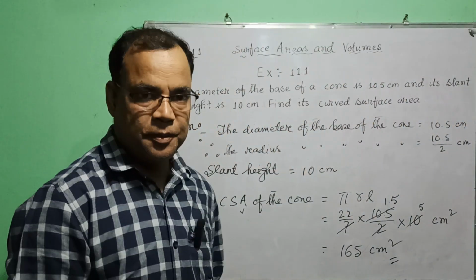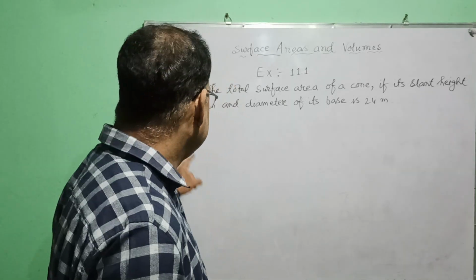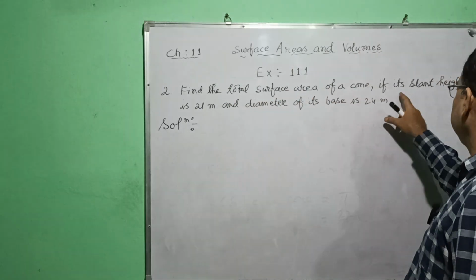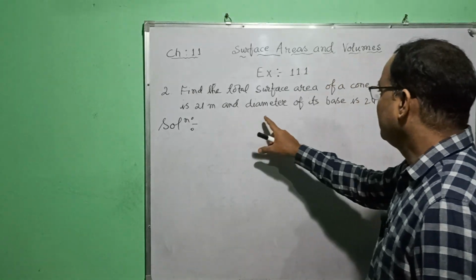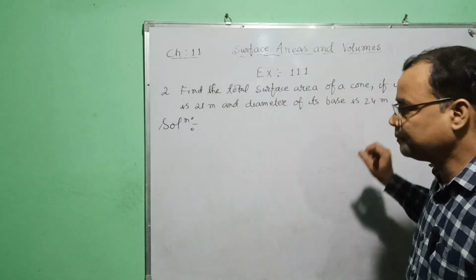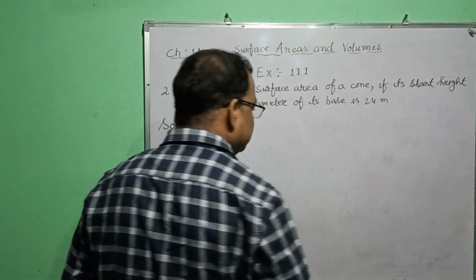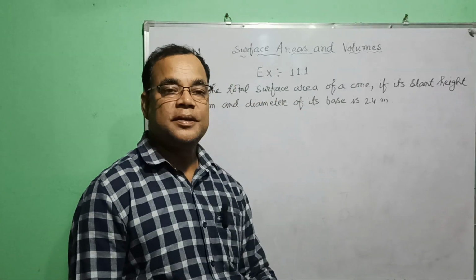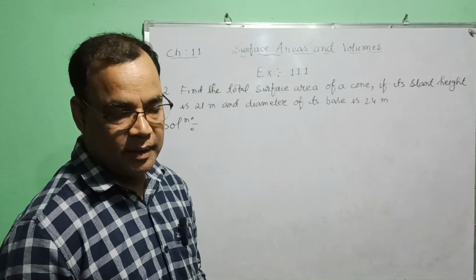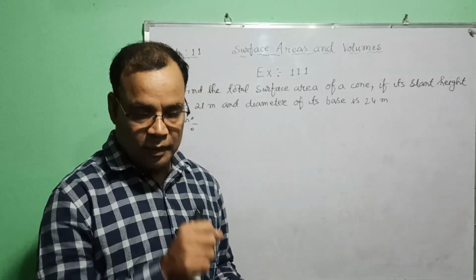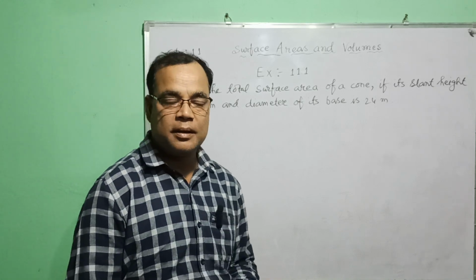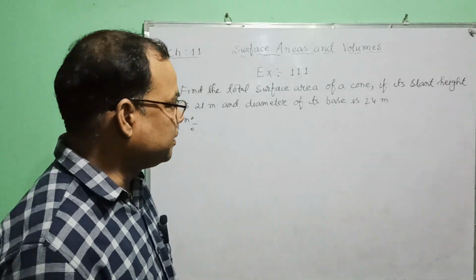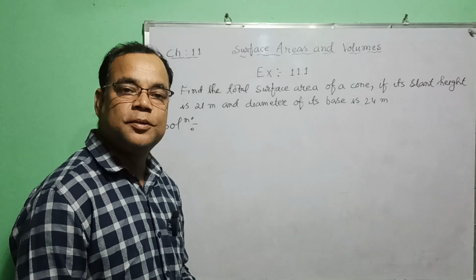Now we'll start question number 2. In question number 2 it is given, find the total surface area of a cone if its slant height is 21 meter and diameter of its base is 24 meter. So in cone, we know that the curved surface area is pi r l and total surface area is pi r into r plus l. It means pi r square plus pi r l. So if we take common pi r, so it is pi r into r plus l. So here radius also given, slant height also given. So very easy, only to replace the values to get the answer.